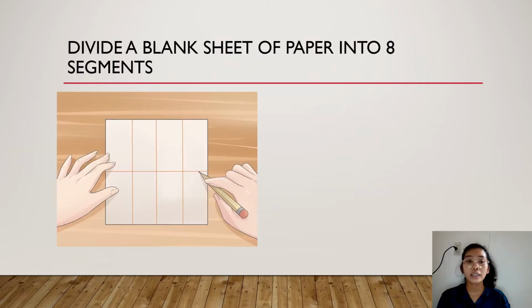Okay? Of the self. Okay? So get a blank sheet of paper and divide it into 8 segments. Write some descriptions of the different aspects of yourself as follows in each segment. The first segment is the physical self. What is the physical self?